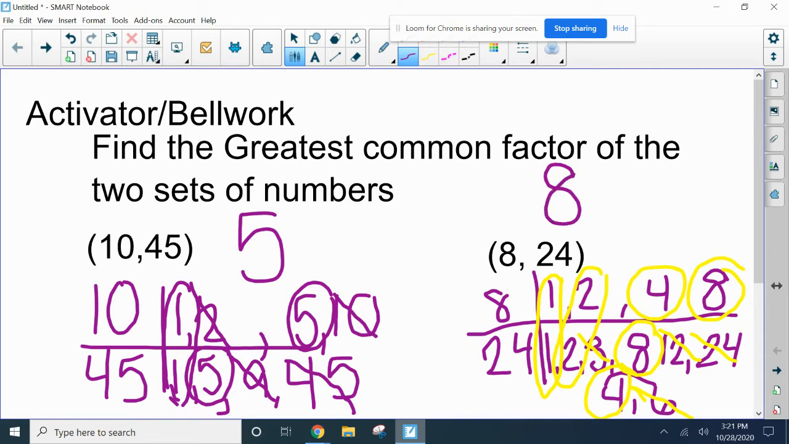And if you had me last year, you saw this. And if not, either your teacher showed you or you've never heard of this. But if you can look at those two numbers and you know that one of them, so in this case 8, is a factor of the other one, that is going to be your greatest common factor.